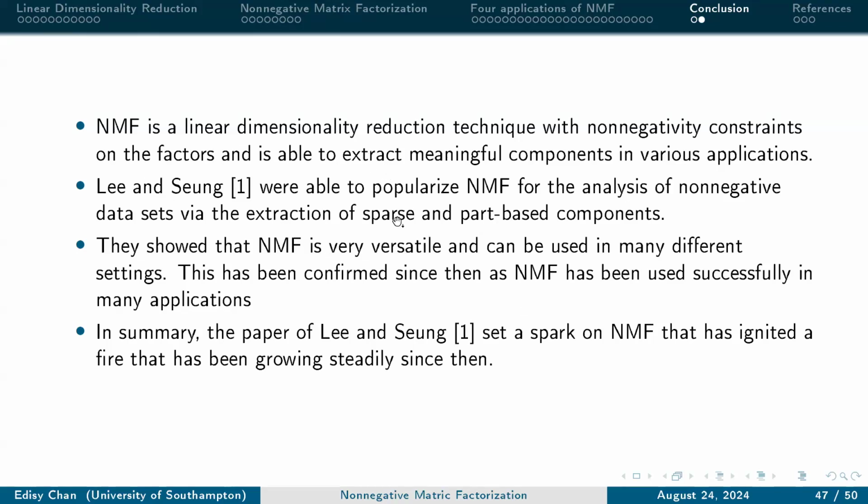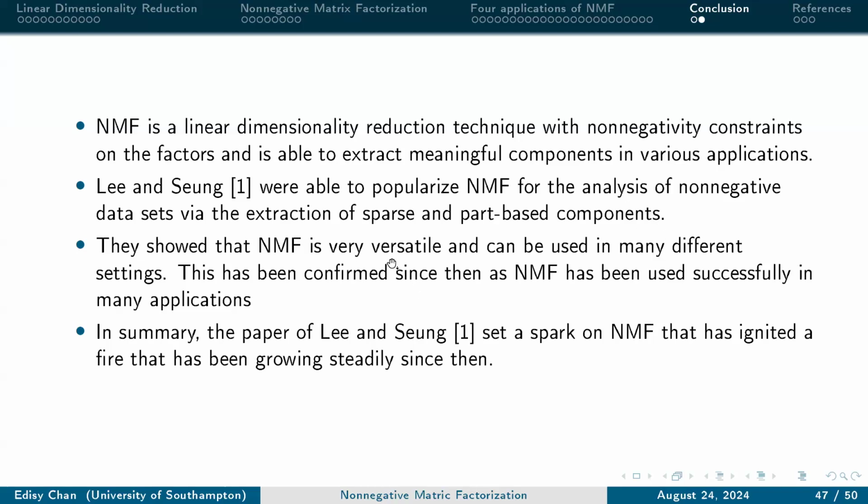In this paper, they also show that NMF is really versatile and it can be used in many different setups. And also in theoretical machine learning, we always talk about this, because you can see how many applications we can make use of it, related to deep learning or machine learning.